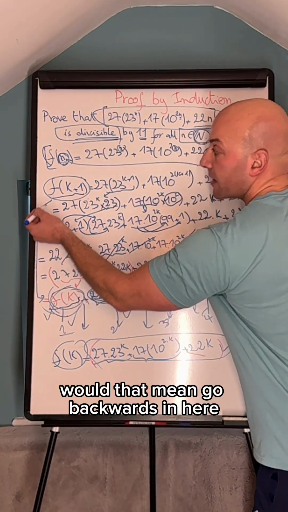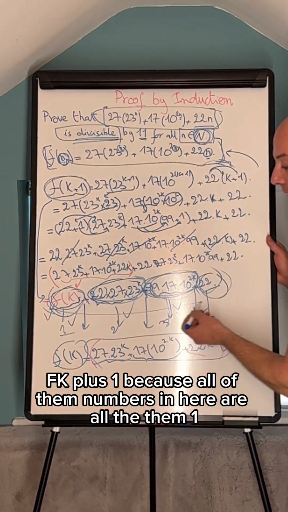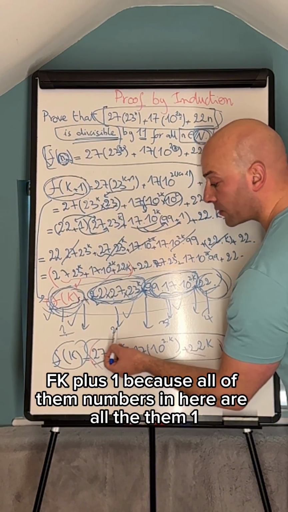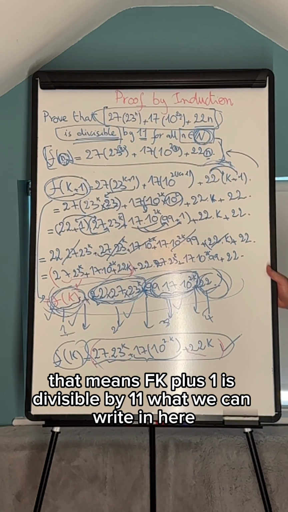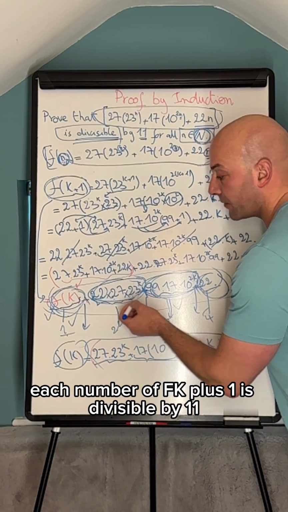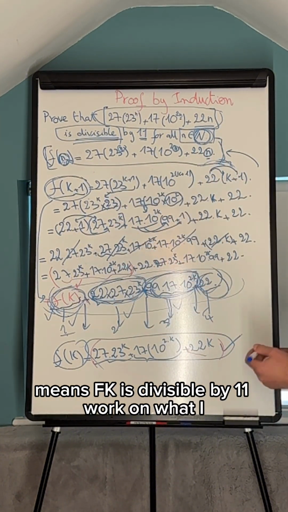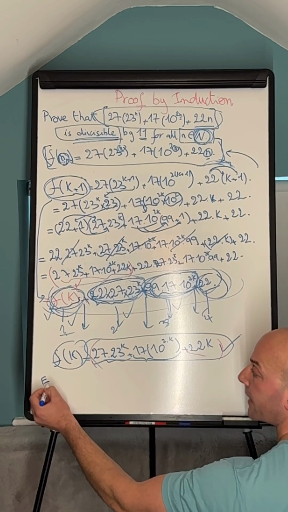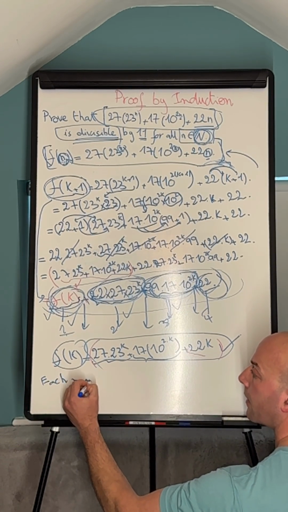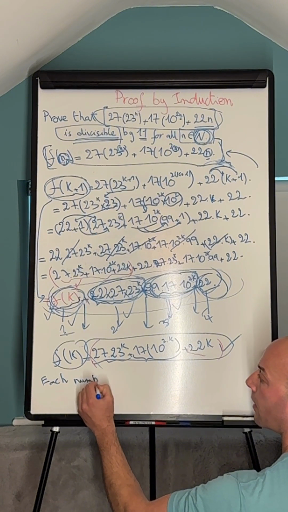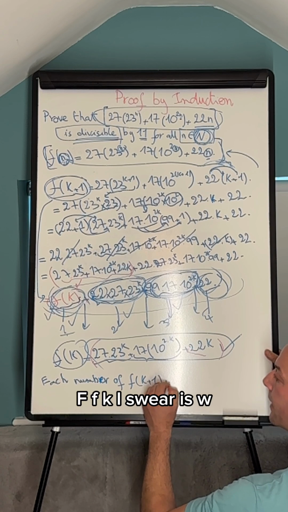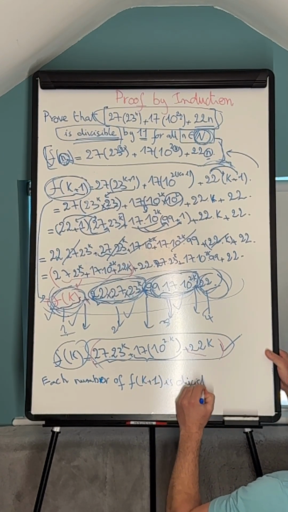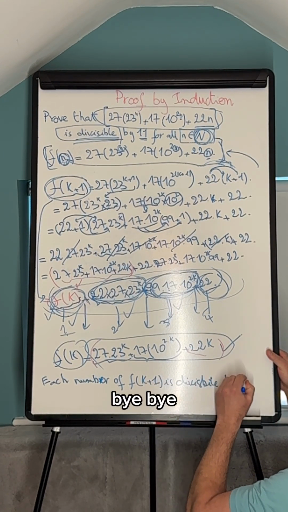What that means, going backwards, is that all the numbers in here make up f(k+1), the 1, 2, 3, and 4. That means f(k+1) is divisible by 11. We can write that each number of f(k+1) is divisible by 11, which means f(k+1) is divisible by 11.